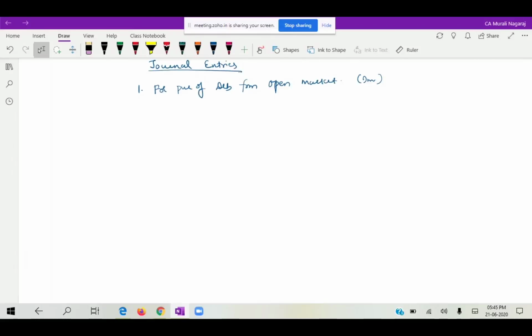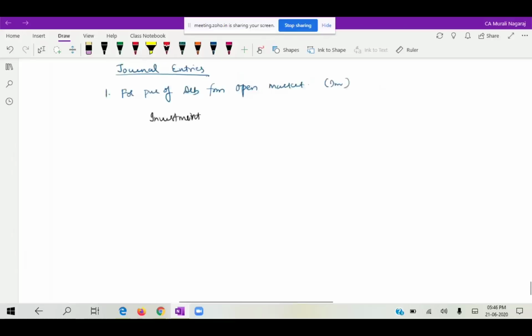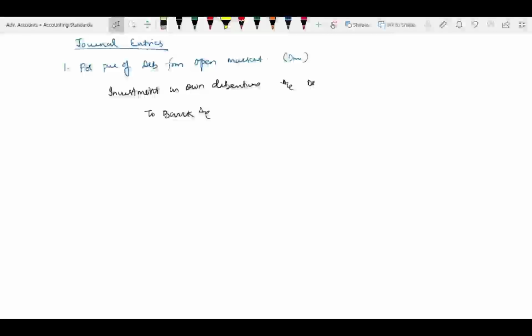Own debentures account, or investment in own debentures account, debit to bank account. So this is for the purchase price, the cost of investment.